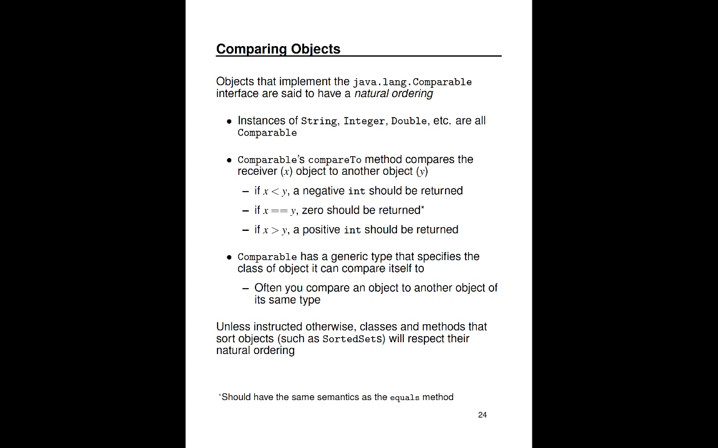The Comparable interface has a generic type that specifies the type of object that it can compare itself to. Almost always, an object knows how to compare itself only to another instance of that same class. I suppose it's conceivable that you could have an integer that knows how to compare itself to a string, but that doesn't make too much sense. Almost always you're comparing to another instance of yourself. So classes and methods that sort objects, things like SortedSet, will use the Comparable interface when sorting objects, unless you instruct it to do otherwise.